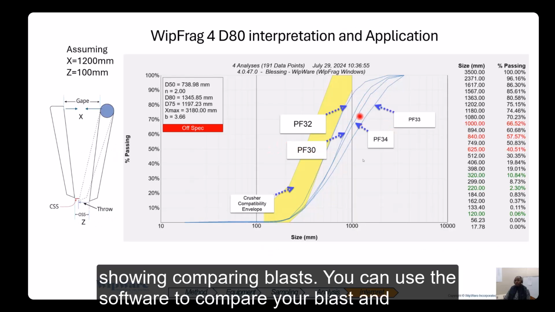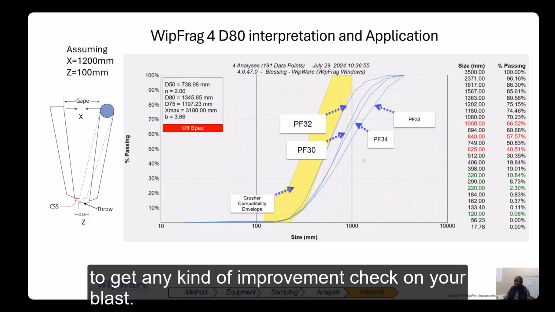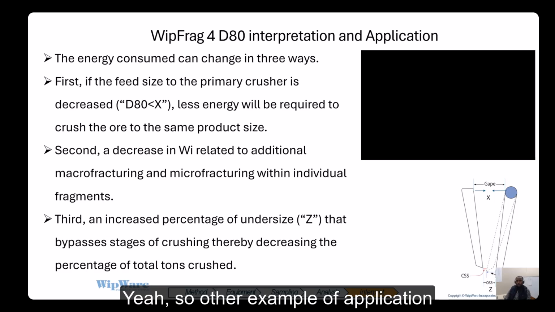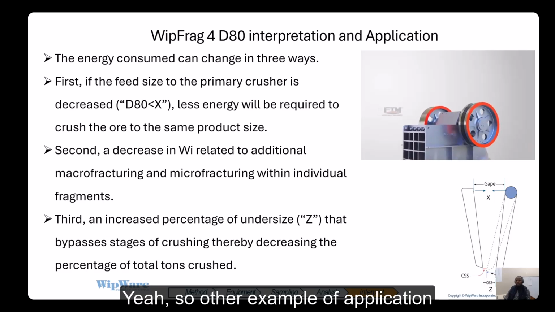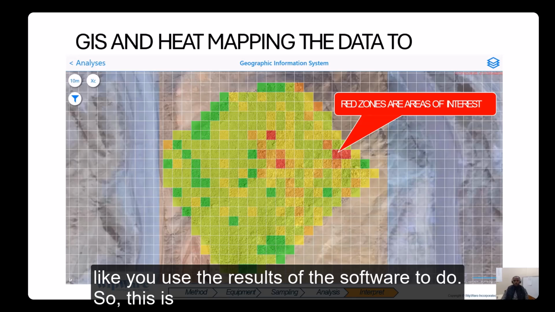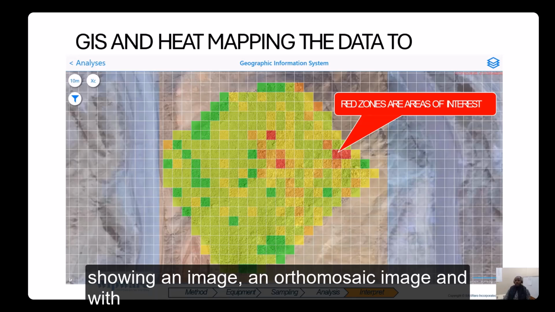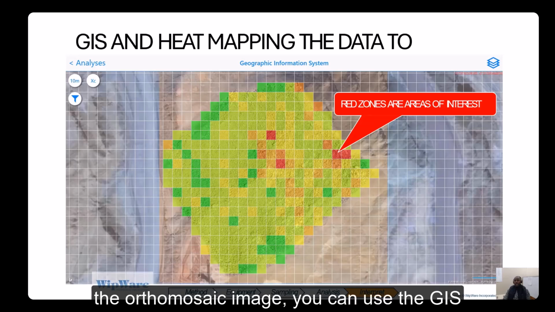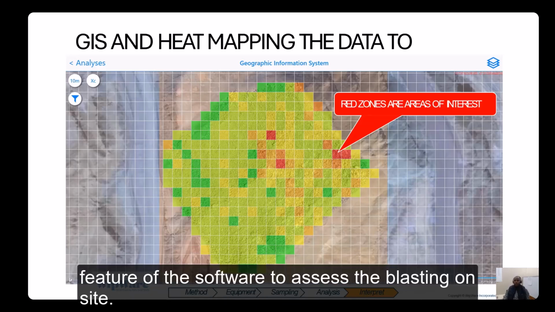So this is also showing comparing blasts. You can use the software to compare your blasts and to get any kind of improvement check on your blast. Yeah, so these are other examples of applications that you can use the results of the software for. So this is showing an image, an auto mosaic image, and with the auto mosaic image you can use the GIS feature of the software to assess the blasting on site.